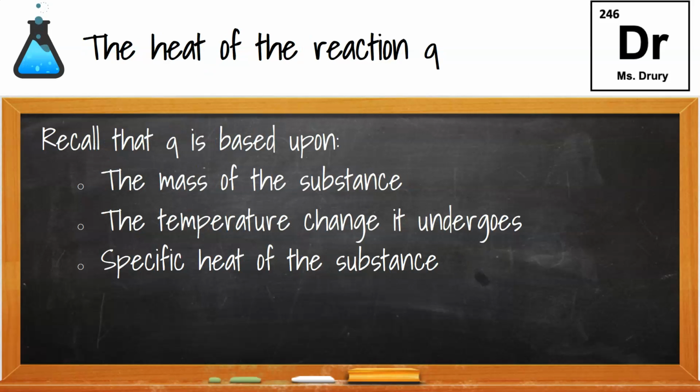Recall from the class packet that Q is based on the mass of the substance, the temperature change it undergoes, and the specific heat of the substance. In detail, the more mass a substance has, the more particles you have, the more heat you have to apply to change its temperature. The more you want to change its temperature, the more heat you'll have to apply. Going from 0 to 100 takes more Q, heat, than going from 0 to 10. And the specific heat of the substance is what the substance is made out of.